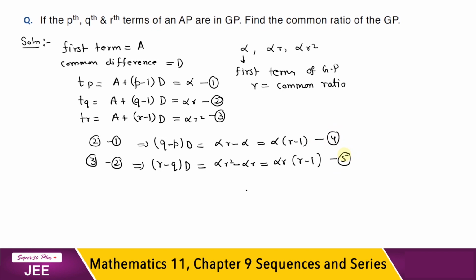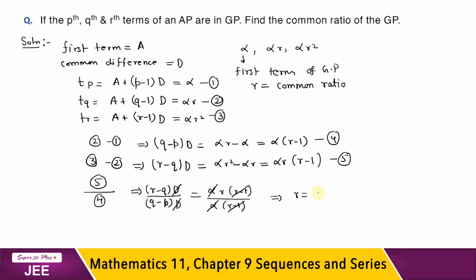Now in order to determine the value of r, we are going to divide these two equations. So 5 divided by 4 gives us what? (r minus q) into d divided by (q minus p) into d. And in the RHS, we are going to get alpha r into (r minus 1) divided by alpha into (r minus 1). Now alike terms get cancelled off and we are only left with r over here. So r simply comes out to be equal to (r minus q) divided by (q minus p).